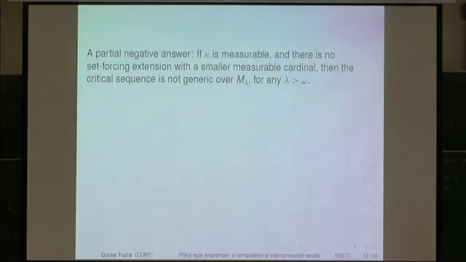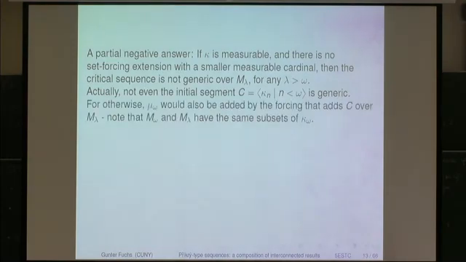And so, for example, if kappa is measurable, but there's no smaller measurable cardinal in any set forcing extension, let's just work with such a kappa. Okay, we can always get some kappa like that if there's a measurable cardinal. Then it's not hard to see that the critical sequence cannot be generic over M lambda. Not even the first omega length sequence can be generic, and the reason is just that mu omega would also be added by the forcing that adds the sequence, because from the sequence you can define the measure.